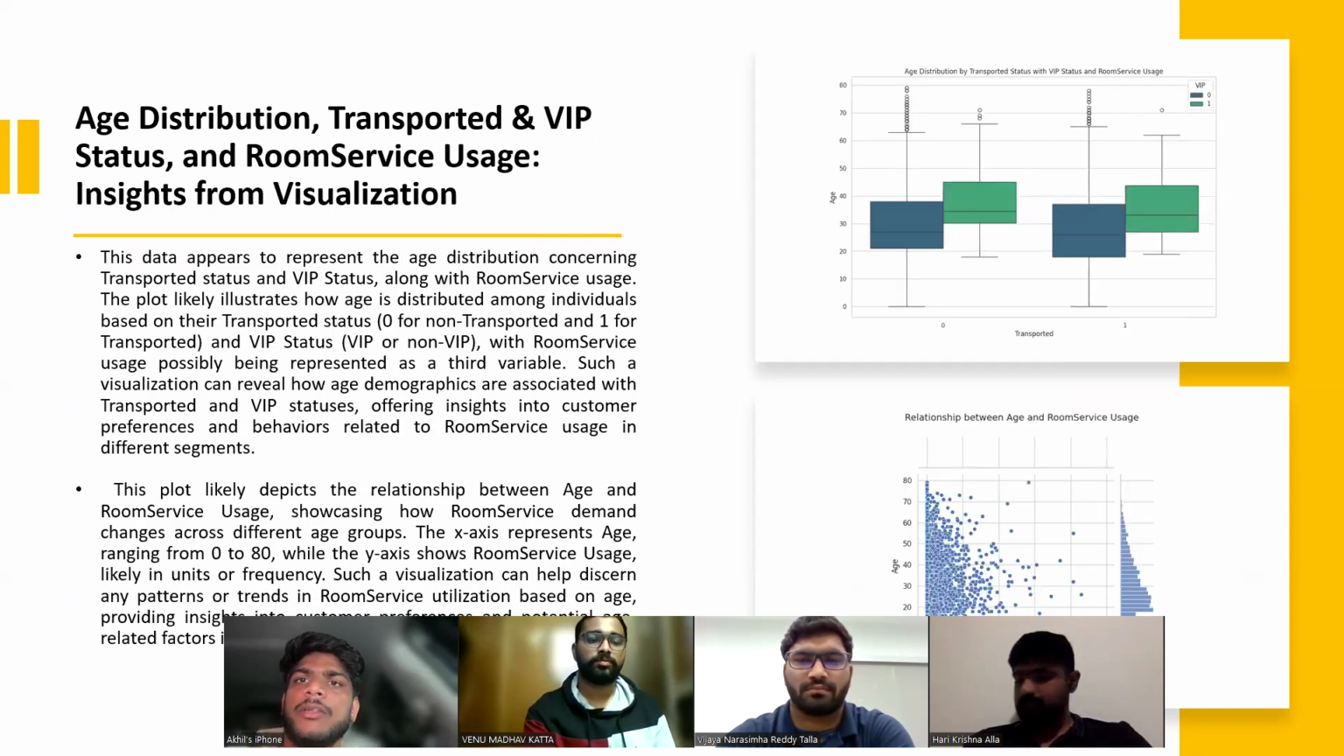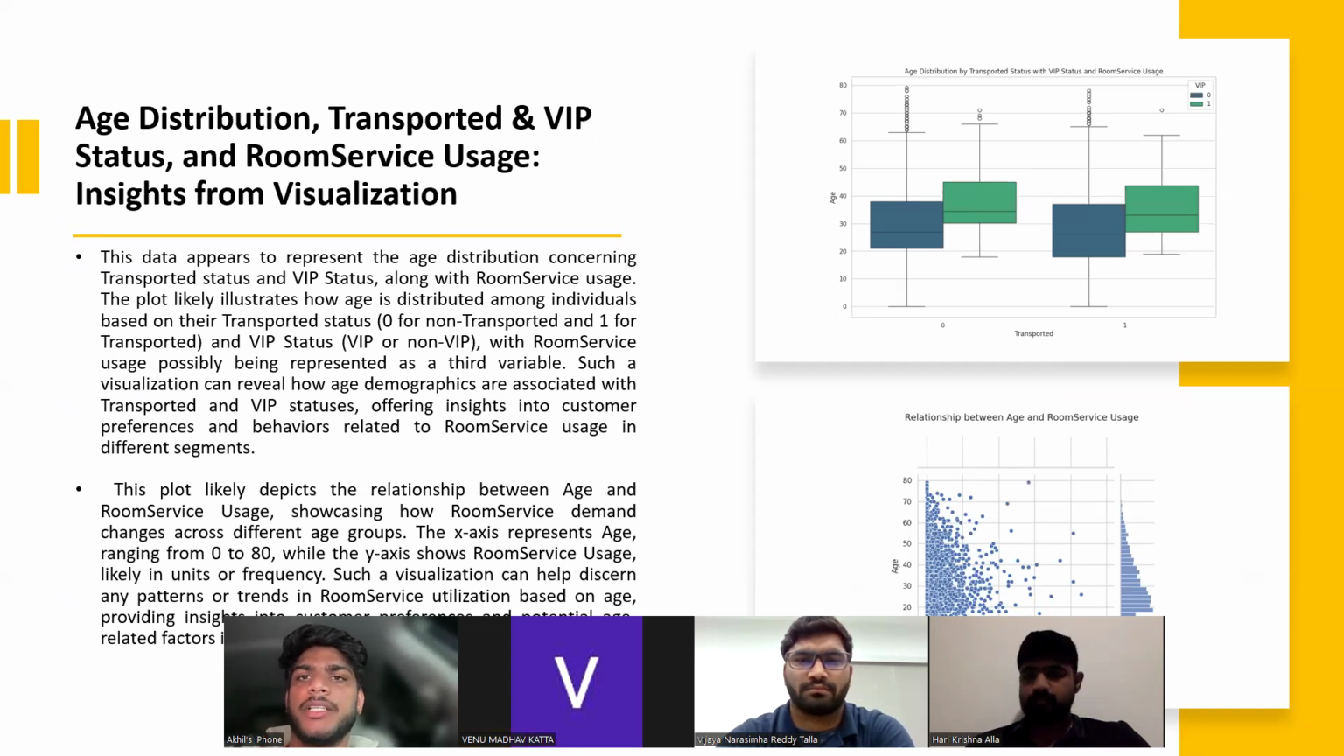Age distribution, transported and VIP status, and room service usage insights from the visualizations. The data appears to represent the age distribution concerning transported status and the VIP status. The plot displays the relationship between the age and the room services usage, showcasing how room service usage changes across the different age groups, with the x-axis presenting age ranging from 0 to 80.